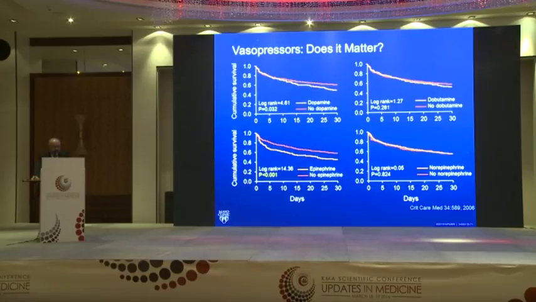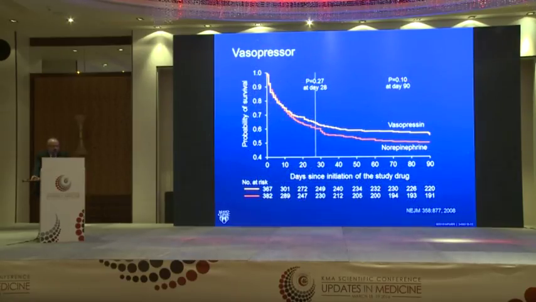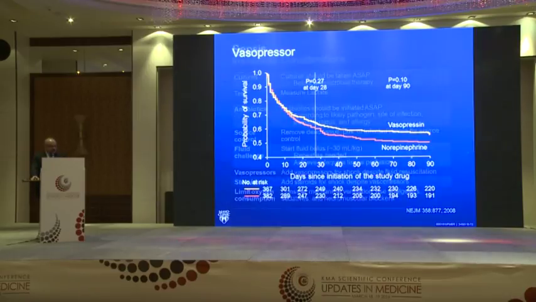What else can we do? So this is the VASST trial. They included patients who were on norepinephrine already. They randomized them between vasopressin and norepinephrine. The primary outcome was mortality in 28 days, which wasn't different. However, when they followed these patients for 90 days, they noticed that the curves kind of diverged. Therefore, there is potentially some benefit for vasopressin use early in the course of vasopressor therapy.